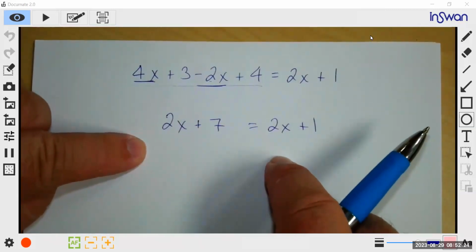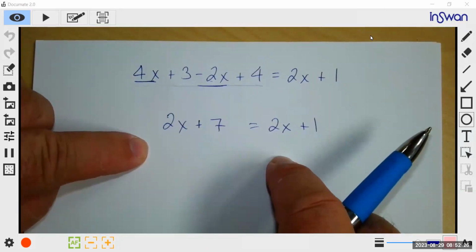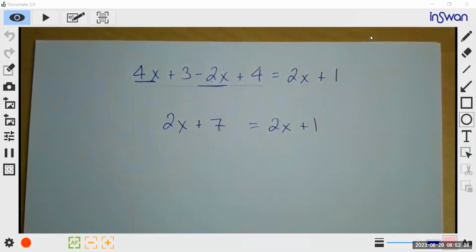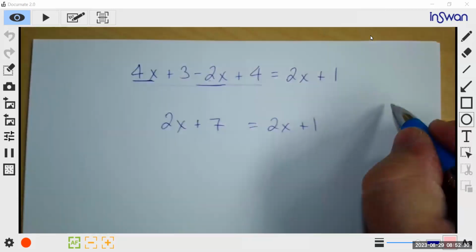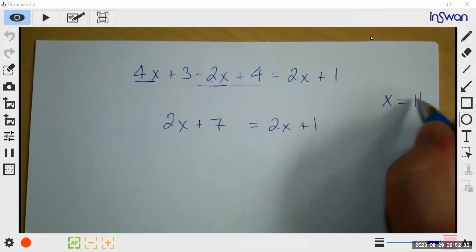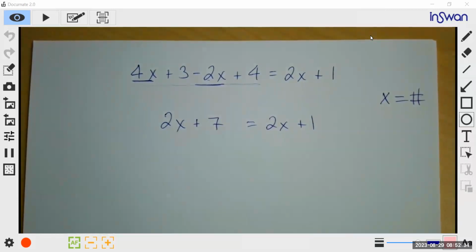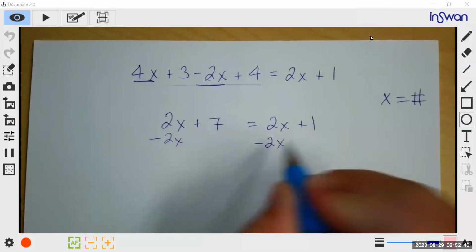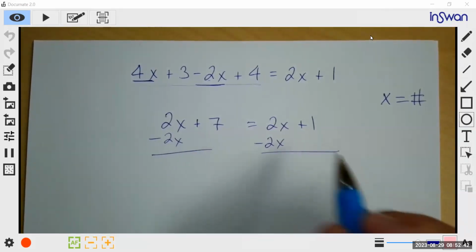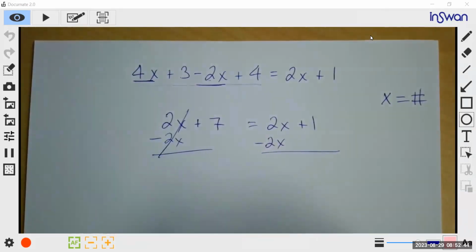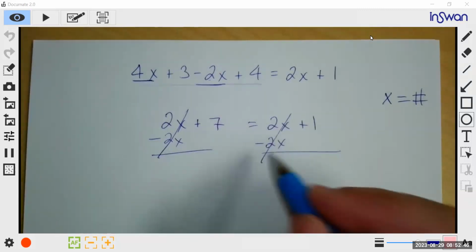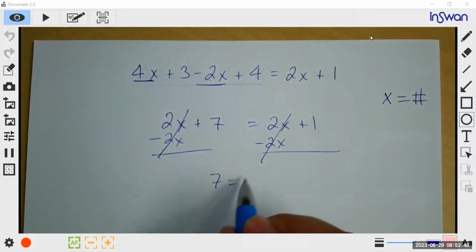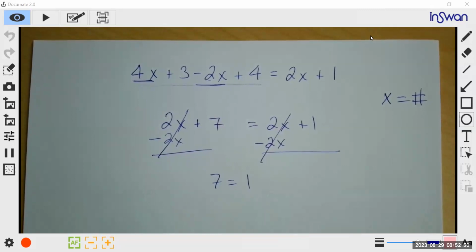We have x's on both sides. So we can only solve it when x is on one side. Because remember, it's an equation. We have to have x equals some number. So we have to have x on one side. How do we move the x? Minus 2x. 2x minus 2x is 0. It's a lot faster that way.